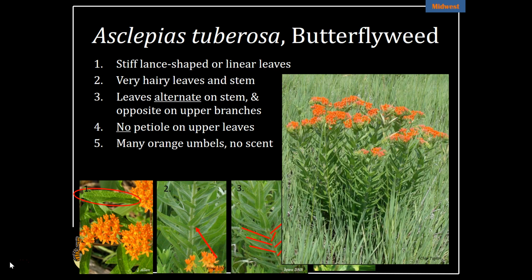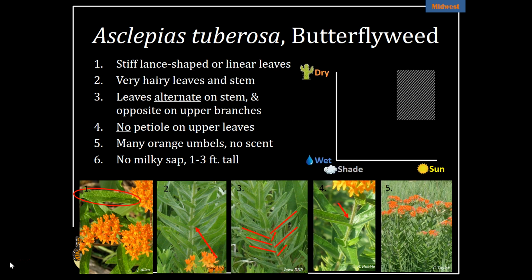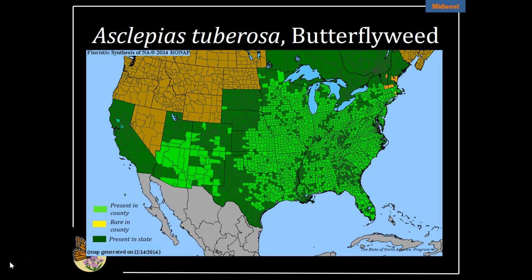There are many orange, unscented umbels when the plant is in flower midsummer. It's also important to note that this milkweed does not have a milky sap when the leaves or stem are broken. The plants grow to about 3 feet tall, and butterflyweed is common in dry, sunny habitats. The bright green on this map shows where butterflyweed is commonly found.